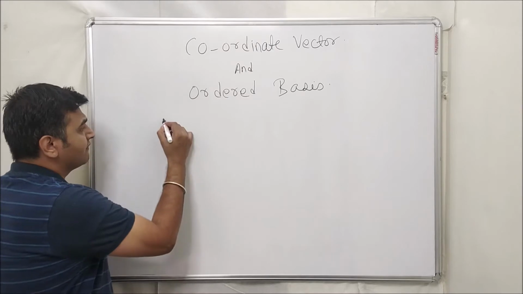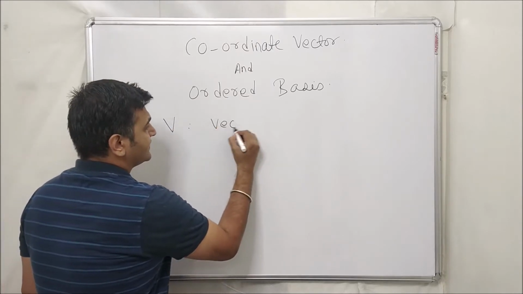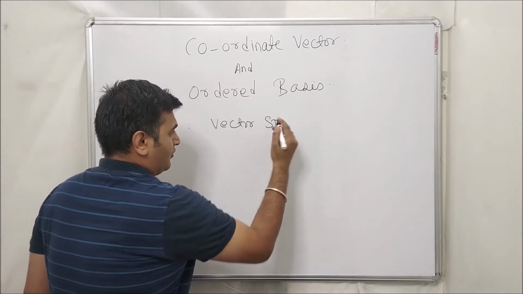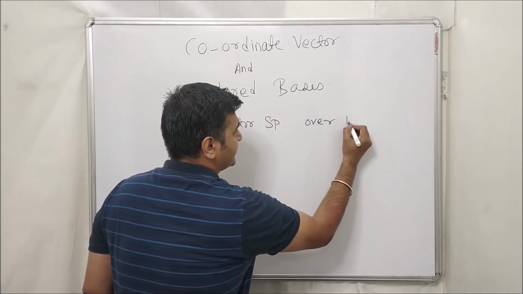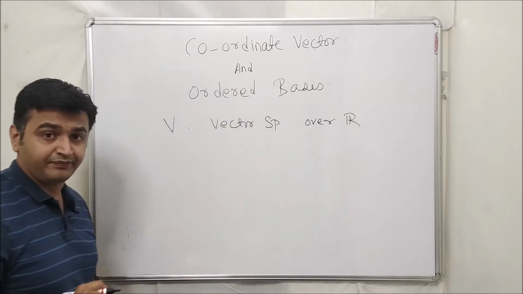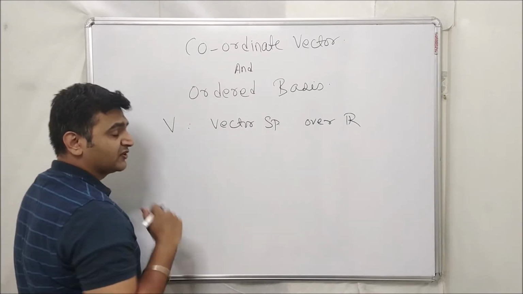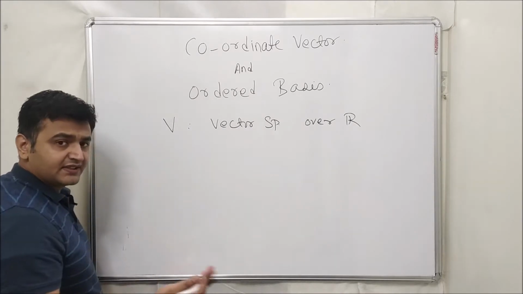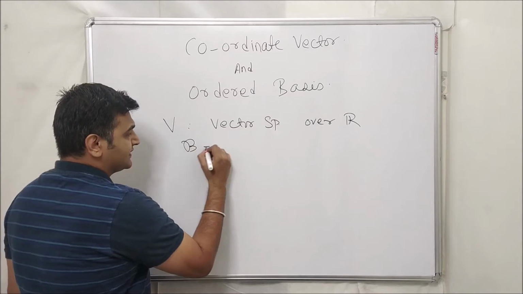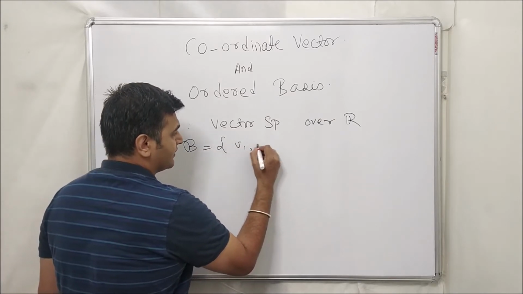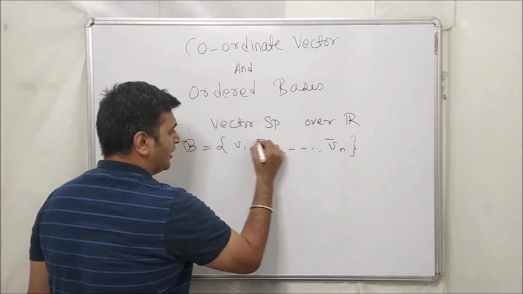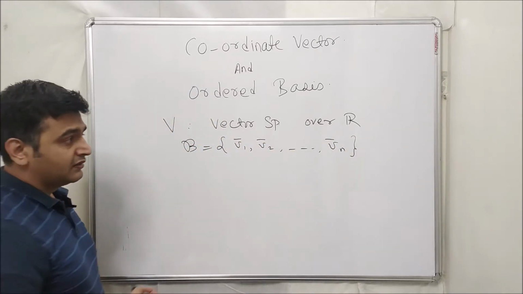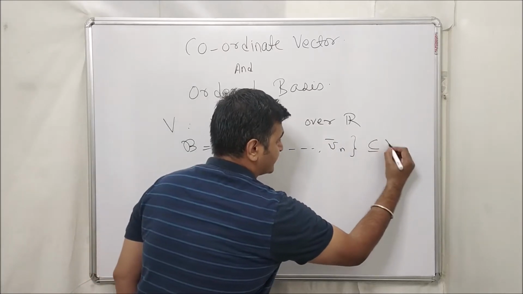So suppose you have a vector space V. You can consider it over any field, but let me consider this for simplicity over real numbers. So V is a vector space over real numbers. Since it's a vector space, it will have some basis. Let me take a finite dimensional vector space. So let B be a basis of your vector space V, say V1, V2 up to Vn.